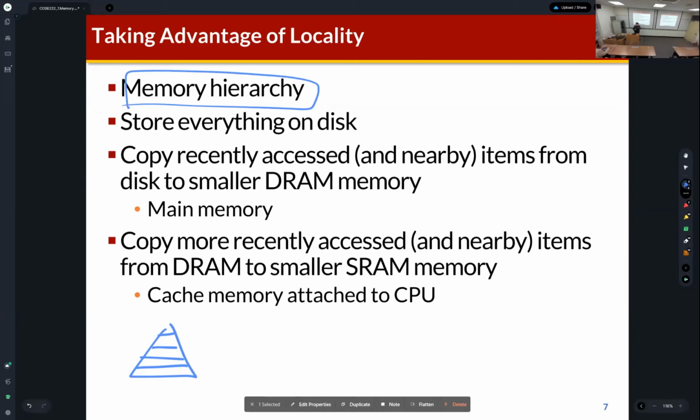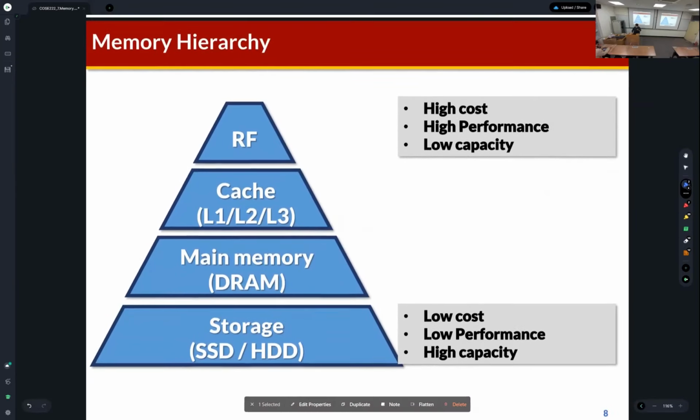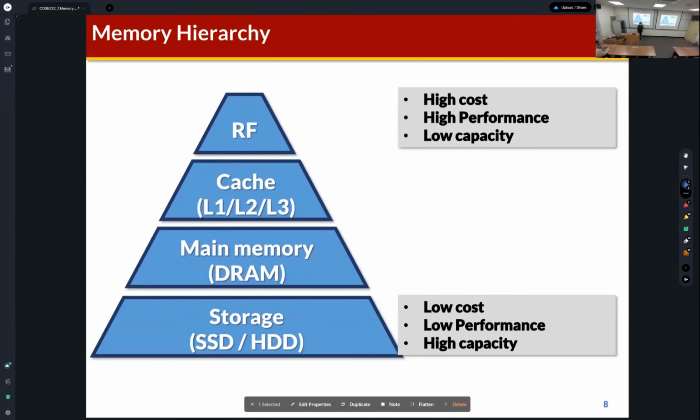And the memory hierarchy exploits this data locality, and I will explain the reason. This slide shows the memory hierarchy in our computer system. It looks like the hierarchy in our society.